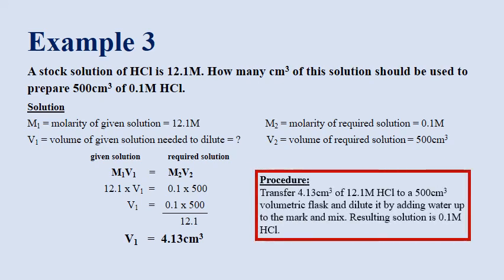And this is the procedure that we are going to use: we will take 4.13 centimeter cube of this stock solution with the help of a pipette. We will transfer it to a 500 centimeter cube volumetric flask, and we will fill it with water up to the mark, and then we will mix this solution thoroughly, and the solution that we are going to get will be 0.1 molar hydrochloric acid solution made by diluting a 12.1 molar hydrochloric acid solution, which in this case was our stock solution.